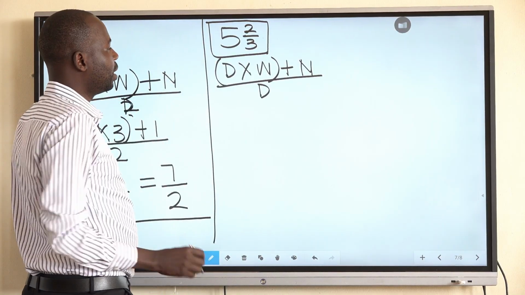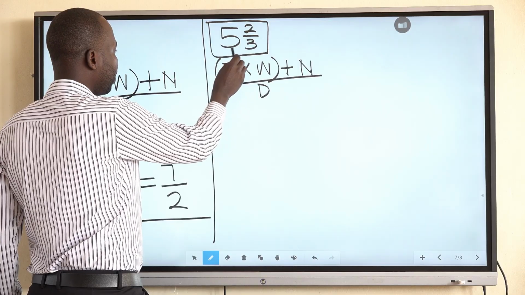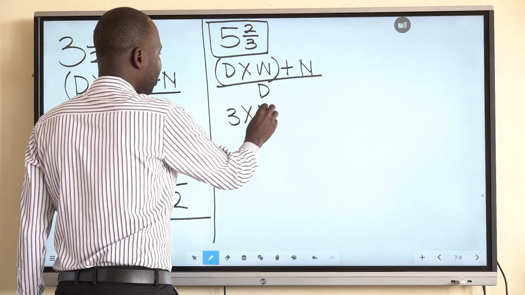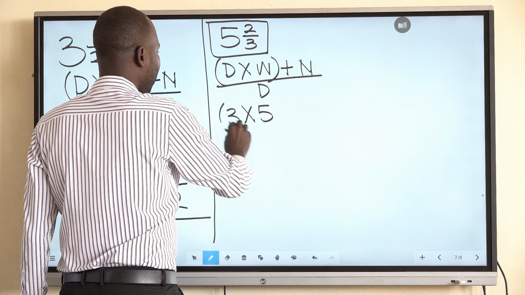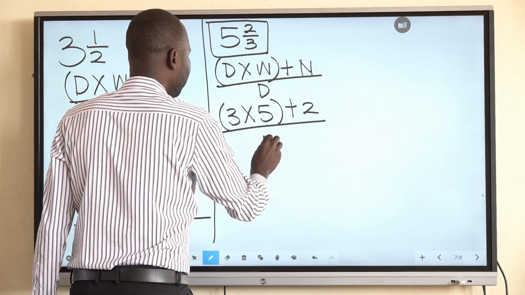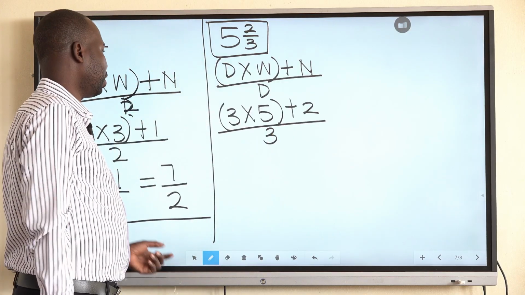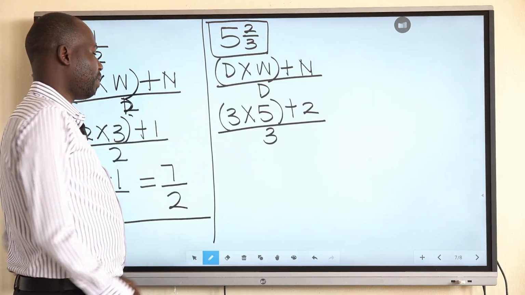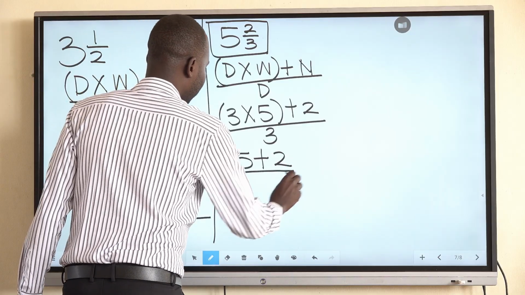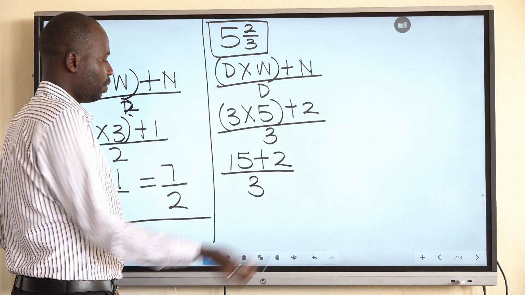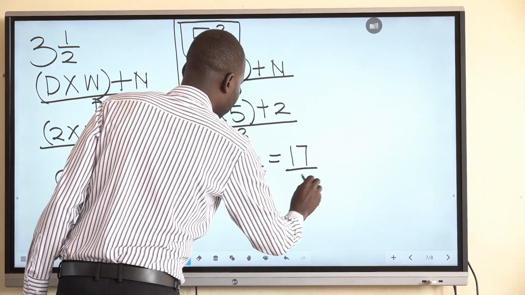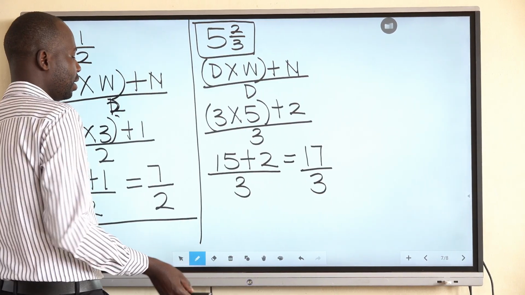Here in this number, 5 whole number and 2 out of 3, our denominator is 3, times the whole number, which is 5. Then we add the numerator, which is 2, and we divide everything by the denominator, which is 3. So we shall multiply 3 times 5, giving us 15. Then we add 2 to it, and everything is out of 3. So 15 plus 2 will give us 17 out of 3. And that is your final answer.